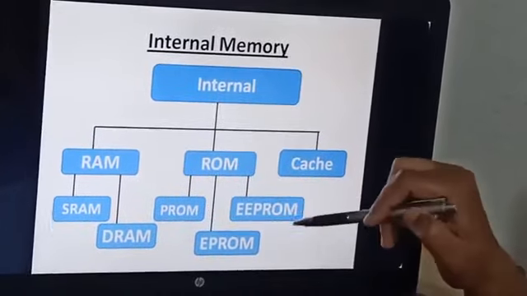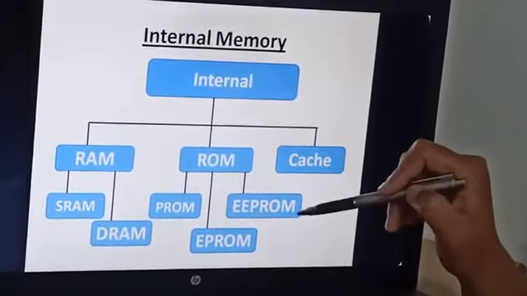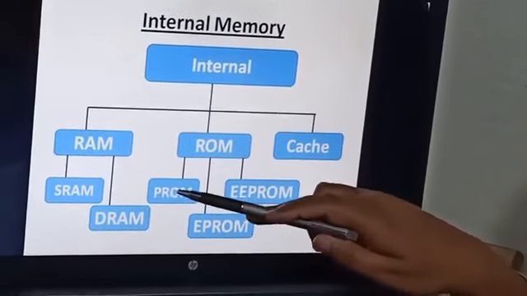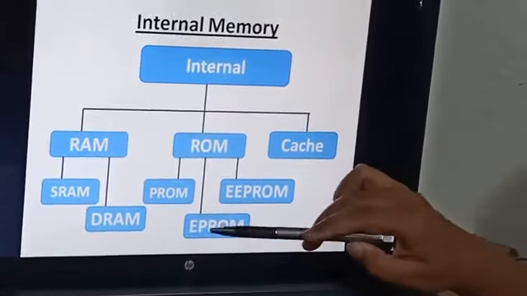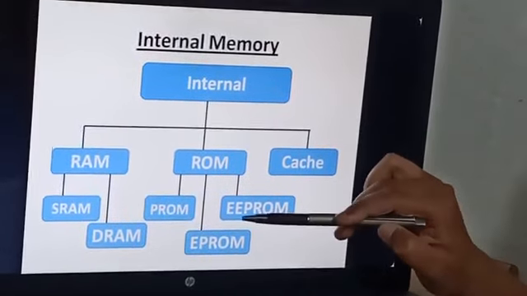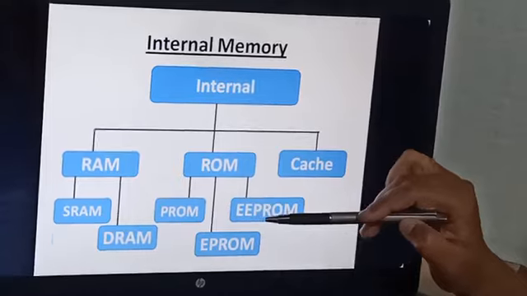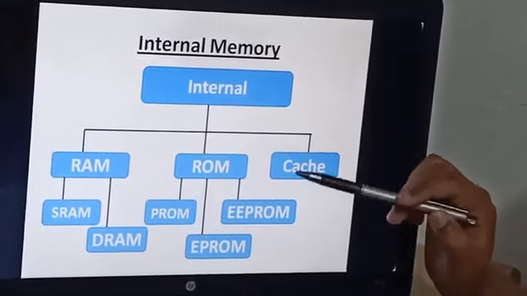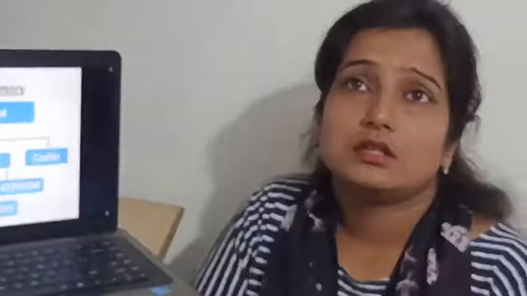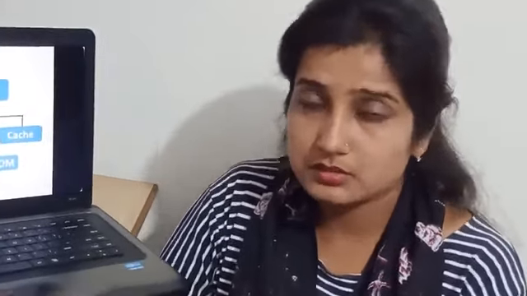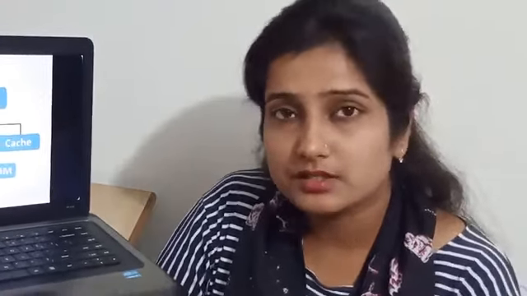ROM is of three types: PROM, EPROM, EEPROM. PROM means programmable read-only memory. EPROM means erasable programmable read-only memory. EEPROM is electrically erasable programmable read-only memory. Actually, ROM is a non-volatile memory. As the RAM was volatile memory, means it was temporary. The data stored in RAM resides only till the power of your system is on. But ROM retains the data for permanent purposes. It does not matter whether the power is on or off. The data stored in ROM will always reside in ROM.